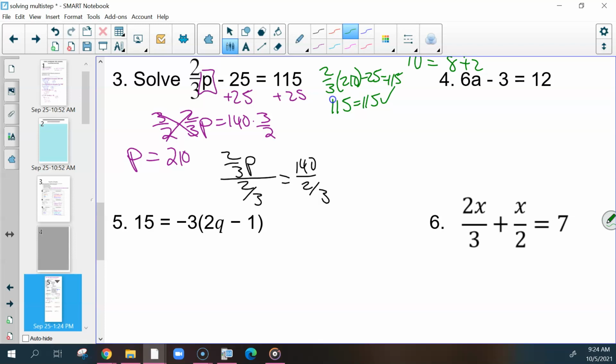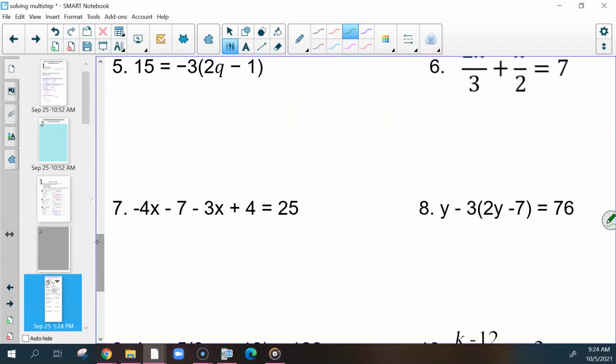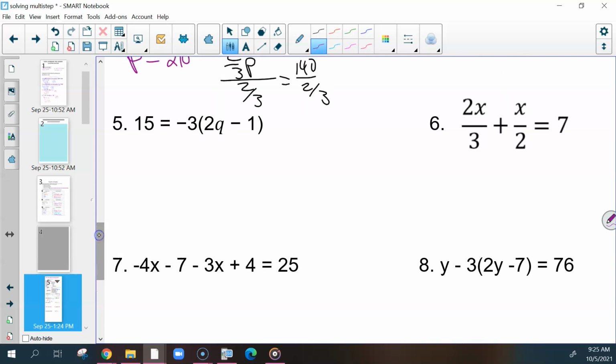We're going to skip number 4, move on to number 5. Number 5 has parentheses. How do you think we're going to start this? So if we distribute, we would get -6x plus 3. And now I have to get x by itself.